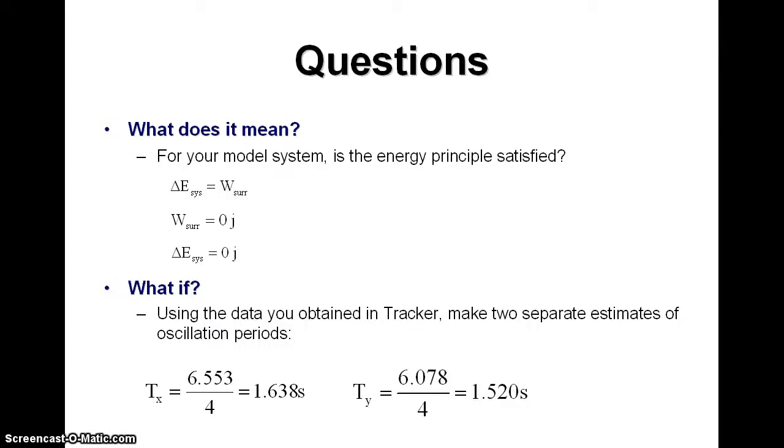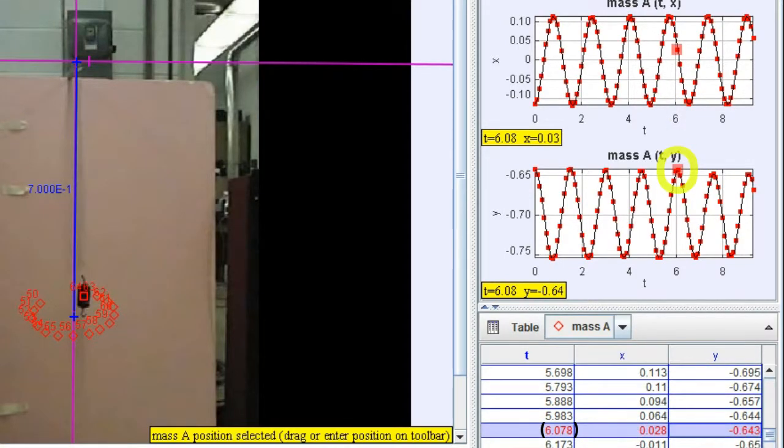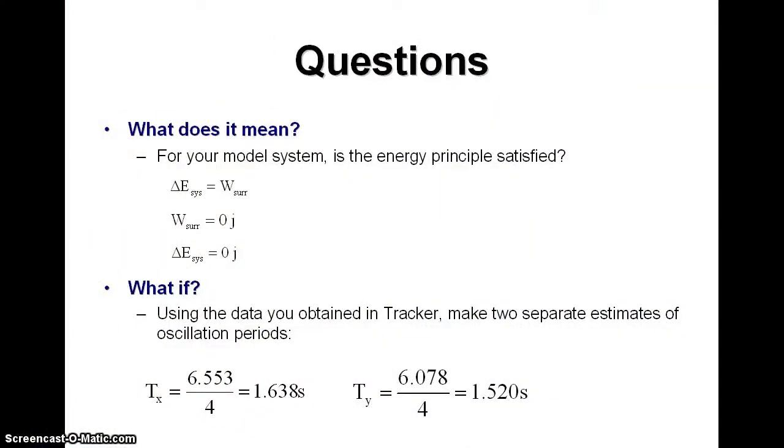Next, what if? Estimate the x and y oscillation periods. To do this, I took the time period for 4 oscillations in the x direction, and then for 4 oscillations in the y direction. I then divided each by 4, which gave me a result of 1.638 seconds for the x period and 1.520 seconds for the y period.